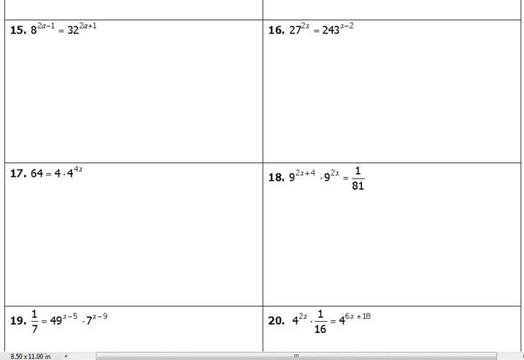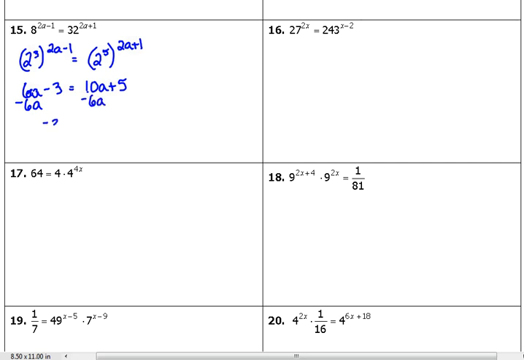Okay. 15. We've got a base of 8. We've got a base of 32. Guess what? Bases of 2 are very, very common in these problems. 8 is 2 cubed. 32 is 2 to the 5th. 3 times 2a minus 1 is 6a minus 3. 5 times 2a plus 1 is 10a plus 5.